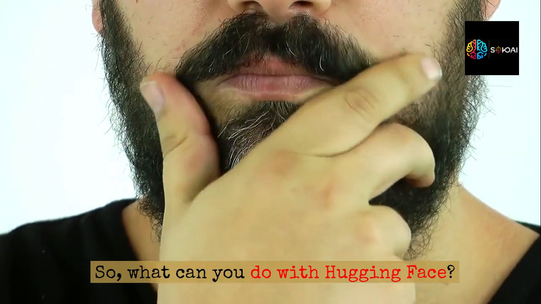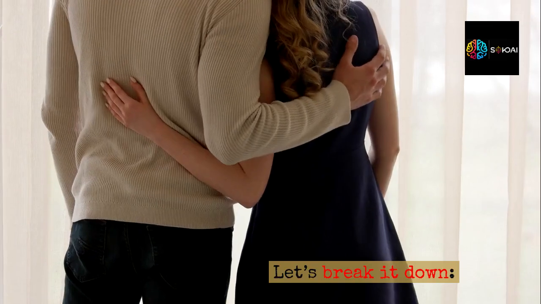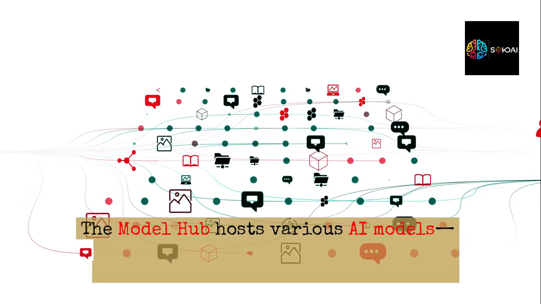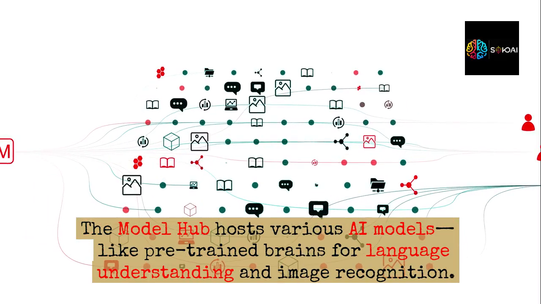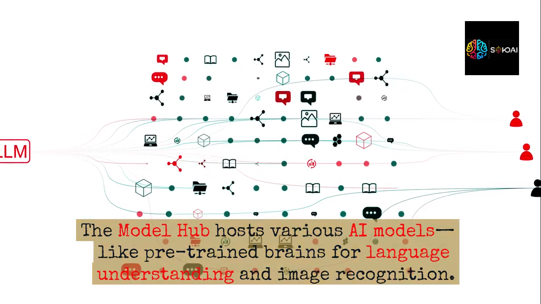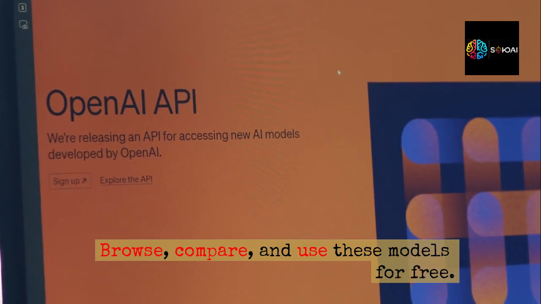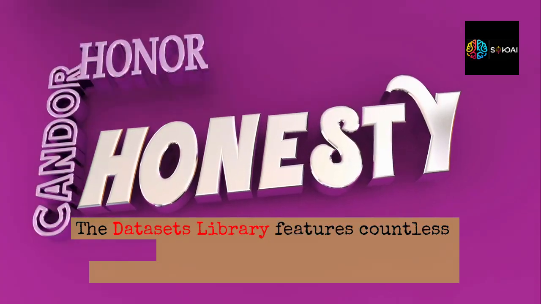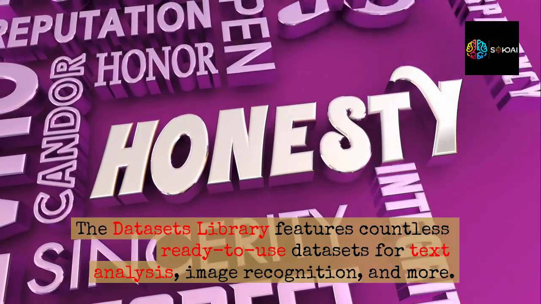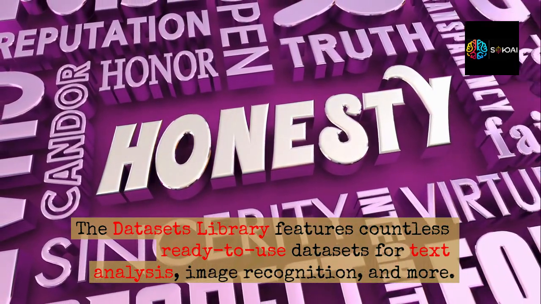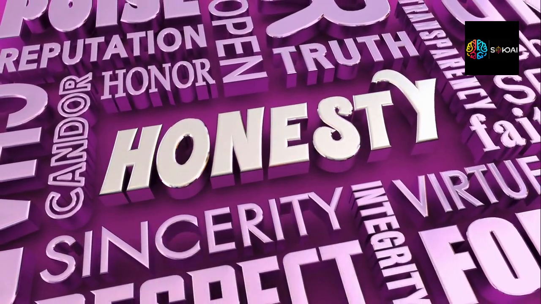So, what can you do with Hugging Face? Let's break it down. The Model Hub hosts various AI models, like pre-trained brains for language understanding and image recognition. Browse, compare, and use these models for free. Need data? The Datasets library features countless ready-to-use datasets for text analysis, image recognition, and more.